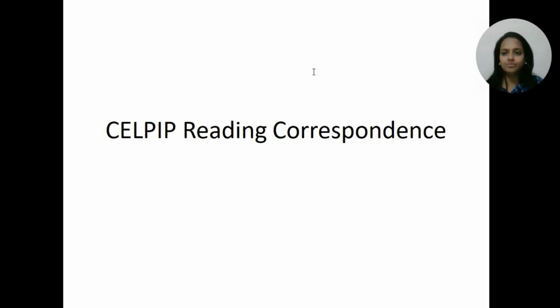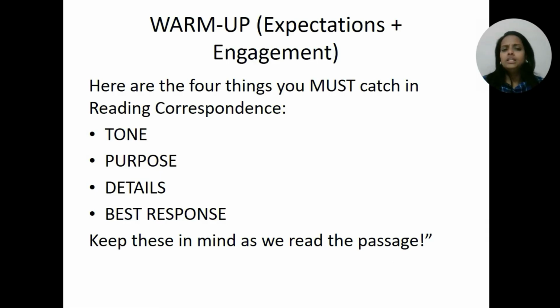Let's warm up first. Before we dive into the reading example, let me tell you the secret recipe for this task. There are four things you always need to catch in reading correspondence. The first one is tone, second is purpose, third is details, and the fourth is best response.